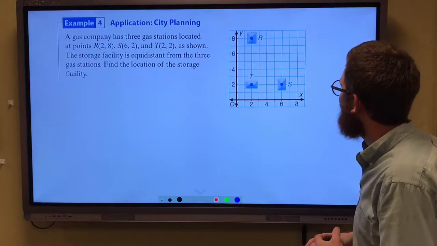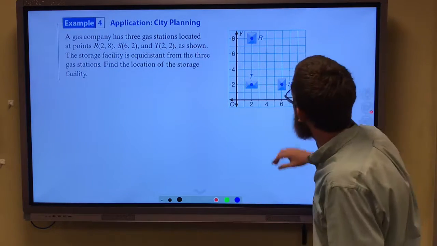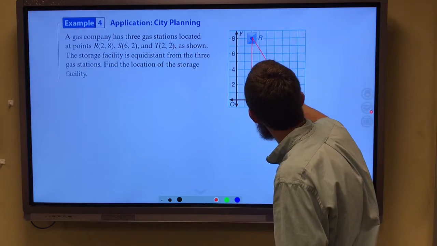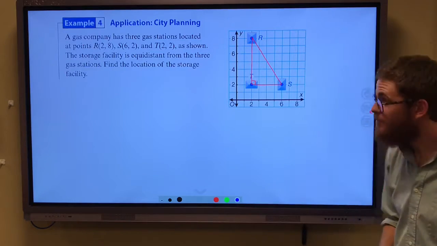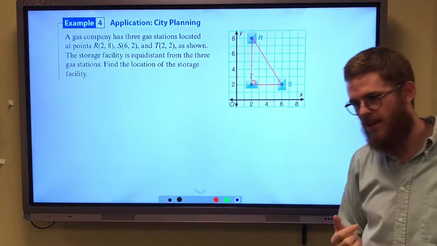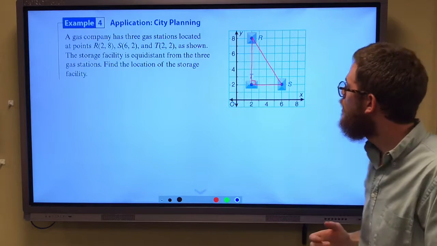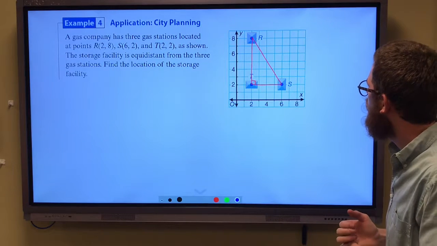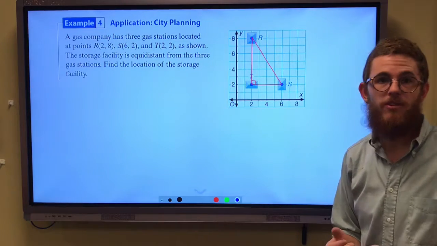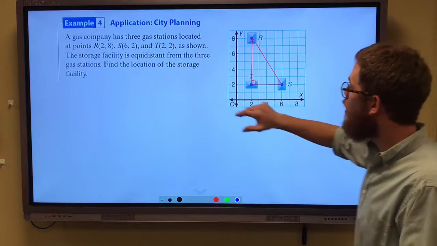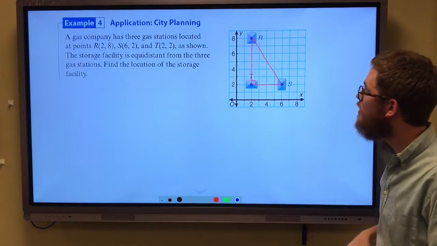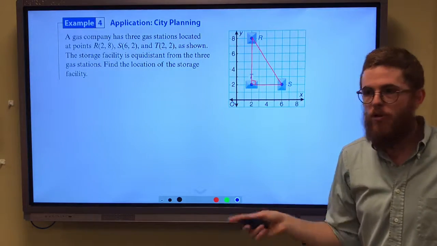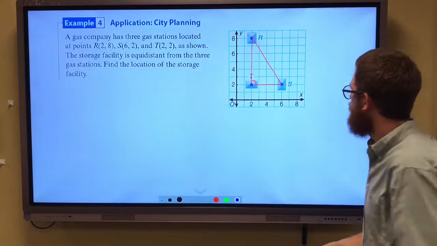All right, final problem should be a lot easier actually. We've got R, S, and T, our 3 gas stations, and these form a right triangle for us. And what we want to realize here is that the circumcenter on a right triangle is going to be honestly a little bit easier to find, okay? Because we want to find the point that is equidistant from all 3 gas stations. If it's equidistant from all 3 of the endpoints, we're talking about the circumcenter.